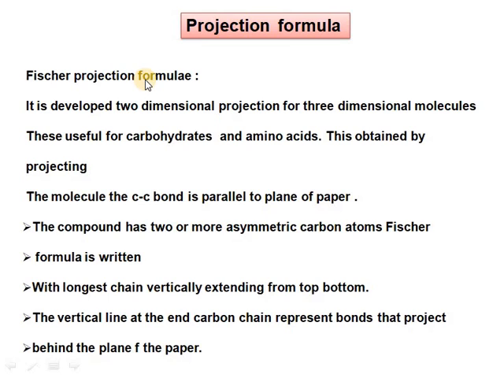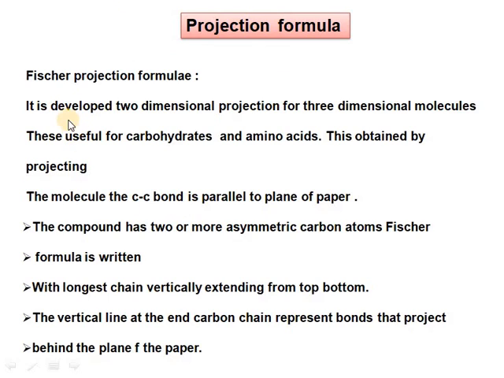Firstly, the Fischer projection formula. The name of the scientist is Fischer. He developed this formula to show a two-dimensional projection of three-dimensional molecules, which is particularly useful for carbohydrates and amino acids having chiral atoms or stereogenic centers. This formula is obtained by projecting the molecule so that the C-C bond is parallel to the plane of the paper.